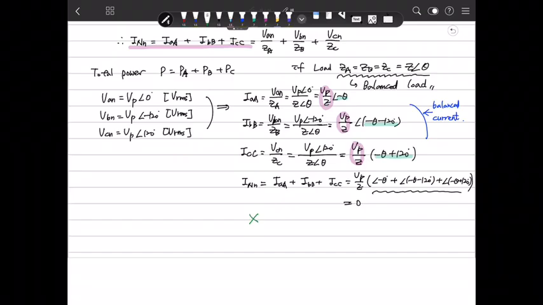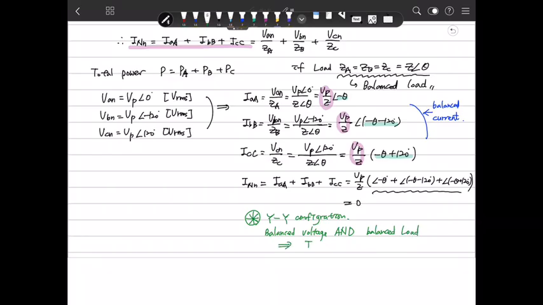The important thing is, in the YY connection configuration, even though it's a three-phase four-wire system, with balanced voltage and balanced load, the neutral point current is 0. This is a very important characteristic of the system here.